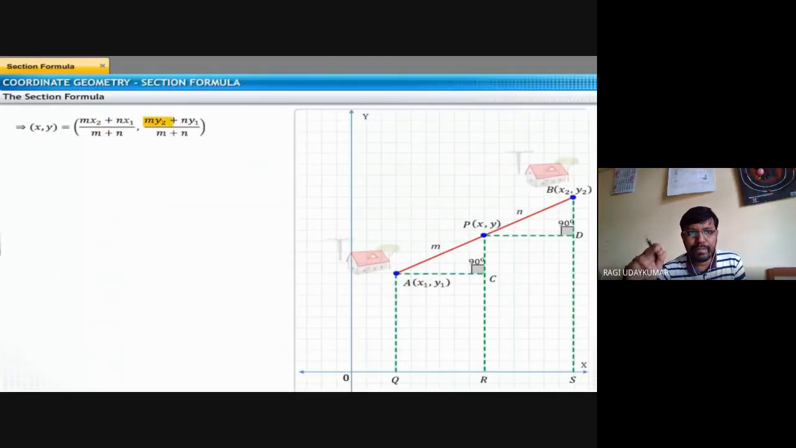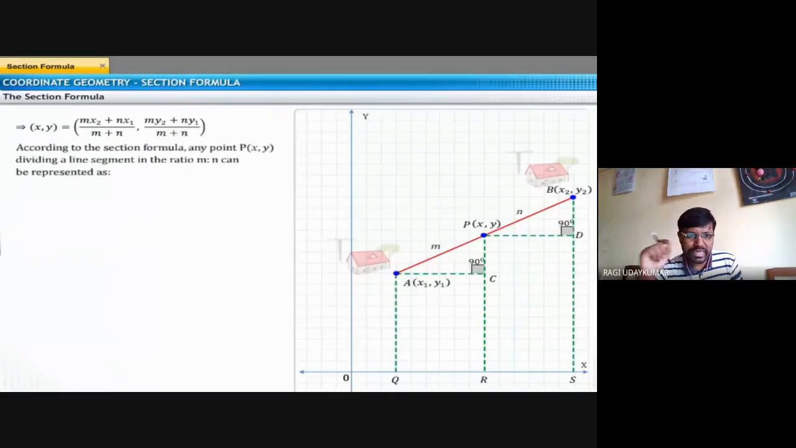The point P is equal to (mx2 plus nx1) by (m plus n), (my2 plus ny1) by (m plus n). So that is nothing but the point. Whenever you want to find out that point, it can be found out using mx2 plus nx1.